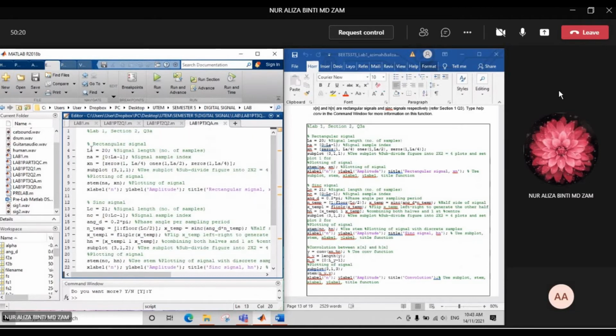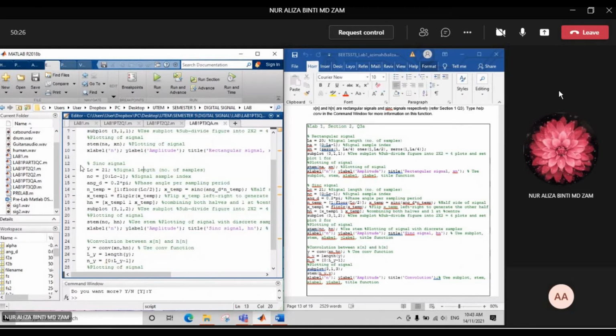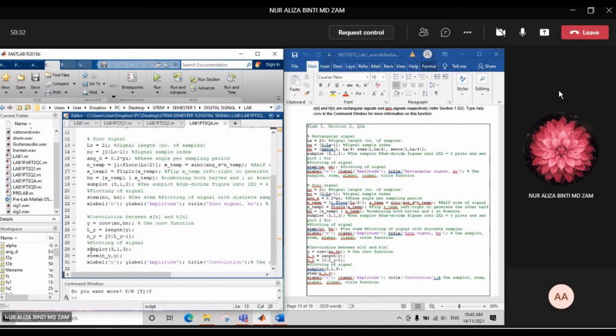So this is the coding. Line 3 to line 10 is the coding for the rectangular signal, and from line 12 to line 22 is the coding for the sinc signal, and then from line 24 to line 31 is the coding for the convolution, where we mix the rectangular signal and sinc signal. So we use the convolution function, and then we use the length, and then we subplot 313, and then we stem n underscore y comma y, and label it as convolution. So we run the coding.